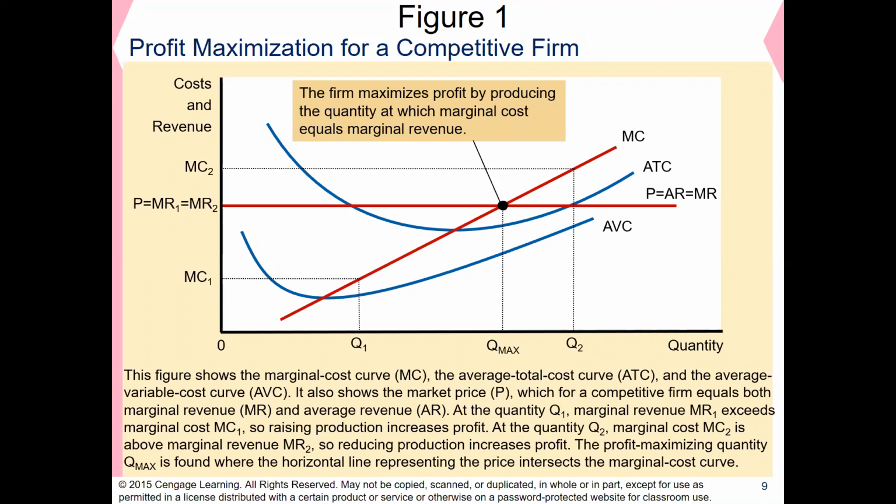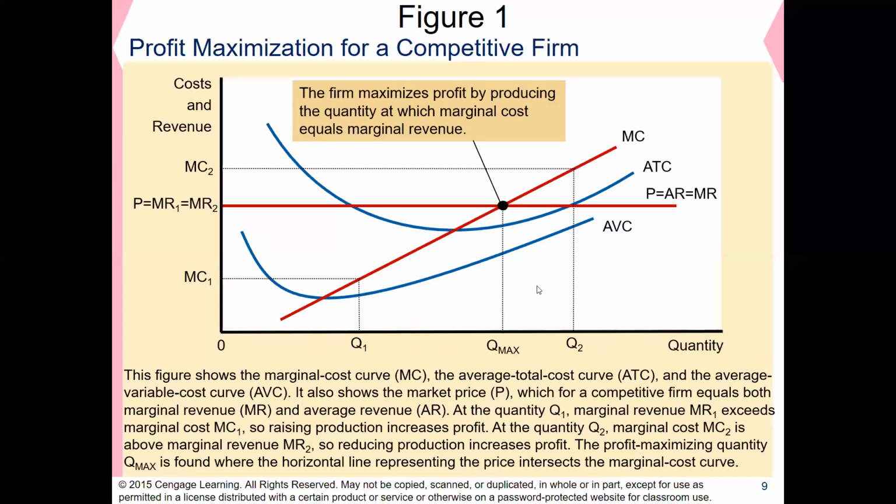So in this figure, we can see the marginal cost curve, we have the average total cost curve as well from the previous lecture, and we have the average variable cost curve. But we are missing here the average fixed cost curve, which is decreasing, because as the quantity grows, the average fixed cost is going down. So the market price, for the competitive firm, is equal to both marginal revenue and average revenue. In a competitive market, it is the case.